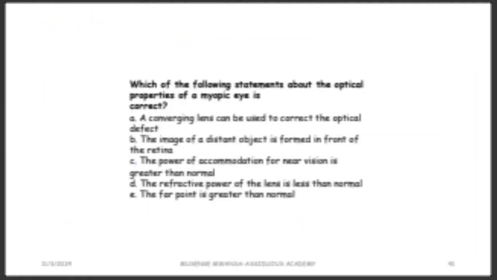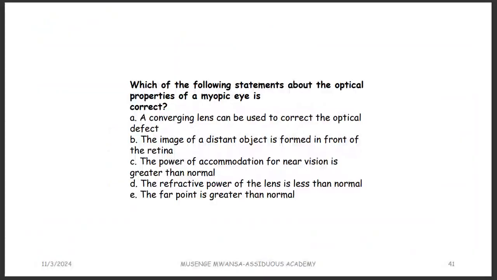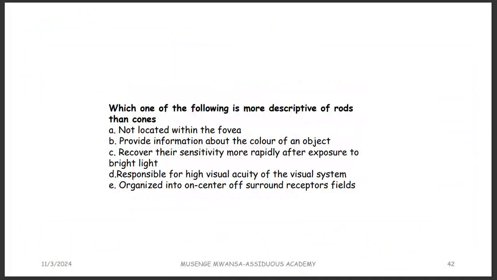Okay, so hope we all agree there. Which one of the following is more descriptive of rods than cones?